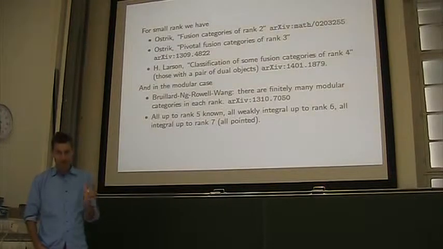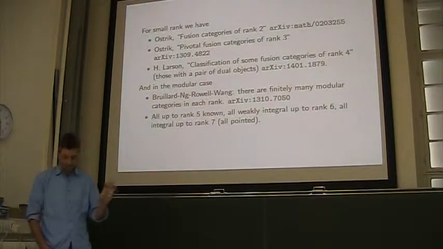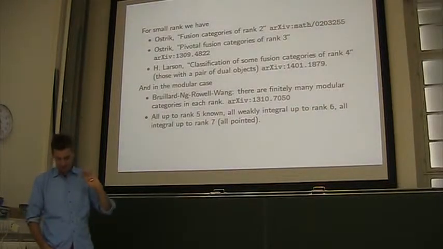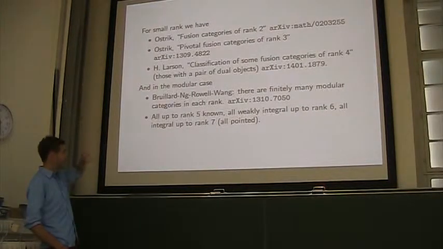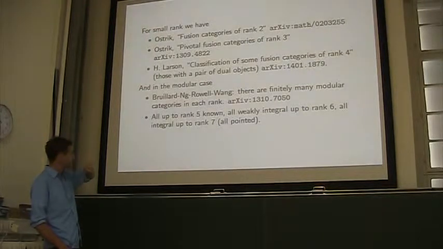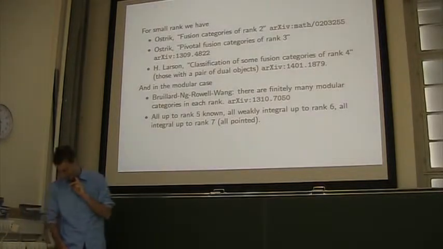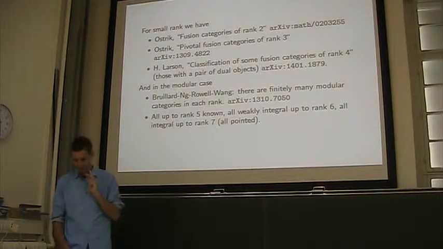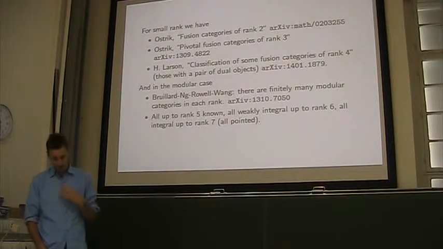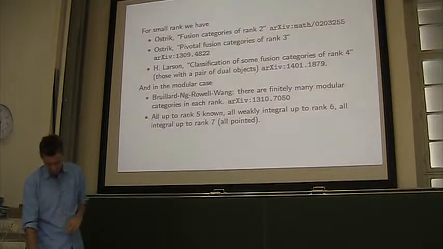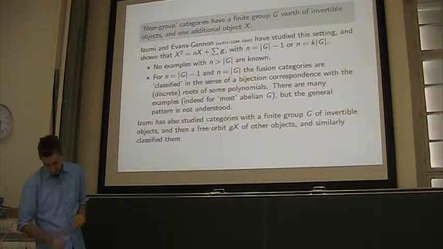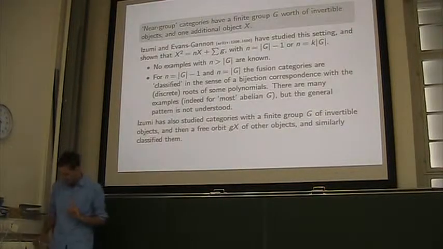Now, mostly throughout this talk, I never care about gradings, I'm just telling you about fusion categories themselves, but I just want to mention that there are often stronger classification results once you've seen gradings. There's a fantastic theorem just recently proved that if you're looking at modular categories, there are only finitely many in each rank, which was conjectured for a long time. Now we know it. And in terms of concrete examples, in the modular case, we know everything up to rank 5. We know all the weakly integral things up to rank 6 and all the integral things up to rank 7. I'll say again what weakly integral and integral are, but you might remember those from history.